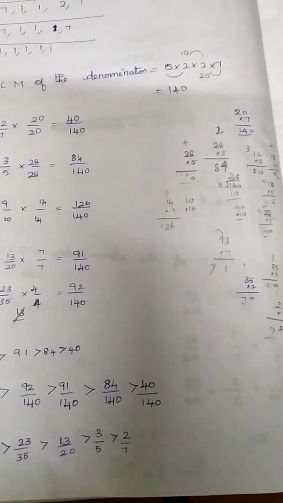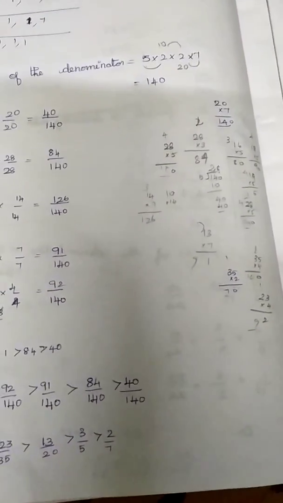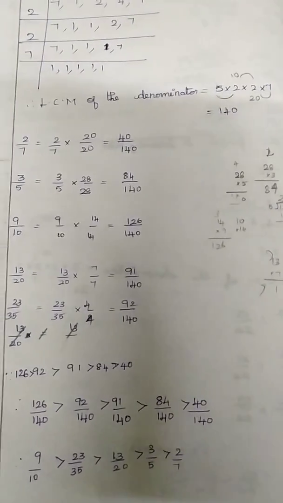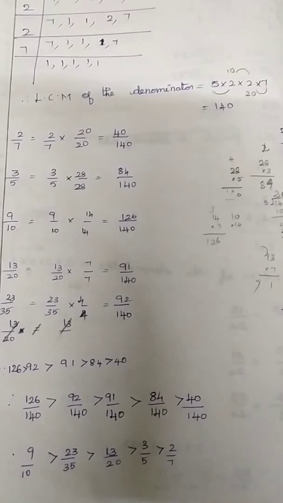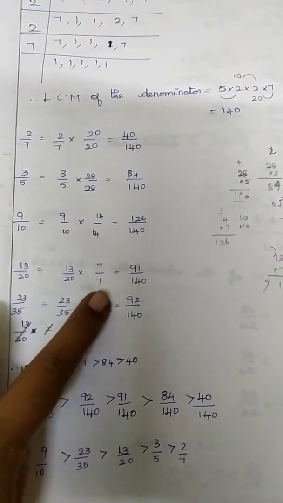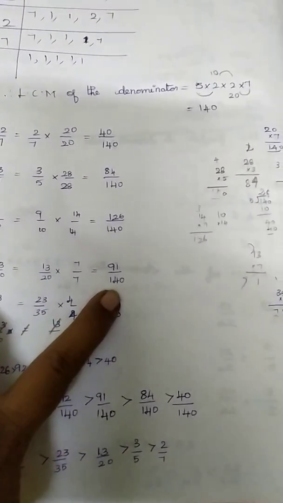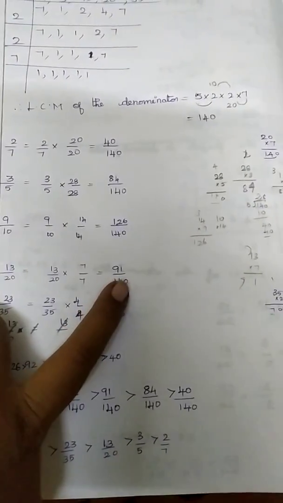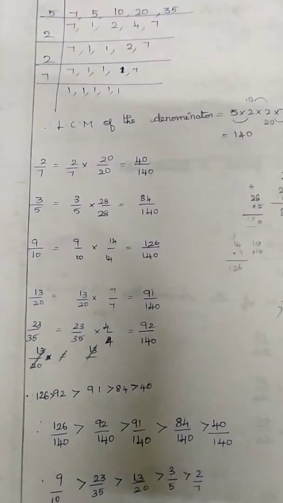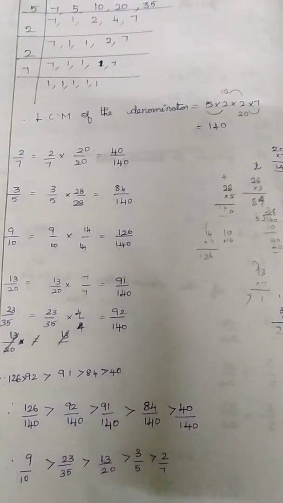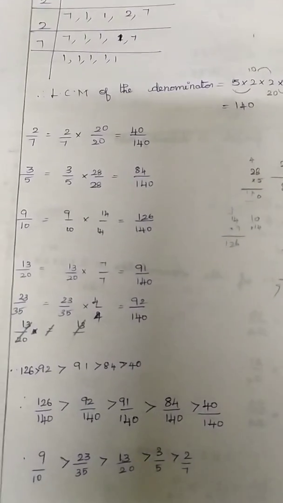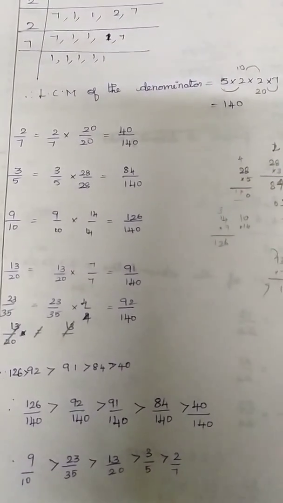So solve, use the rough column properly, and multiply. 9 by 10. When you multiply 14 into 10 you get 140. Similarly numerator 9 into 14 is 126. 13 by 20. Multiplying 7 into 20 you get 140. Numerator also, 13 into 7 is 91. And again 23 by 35. 35 into 4 you get 140. How did I do it? I divided and found it. In a similar way you also do it. Divide 140 by 35 and write the quotient.